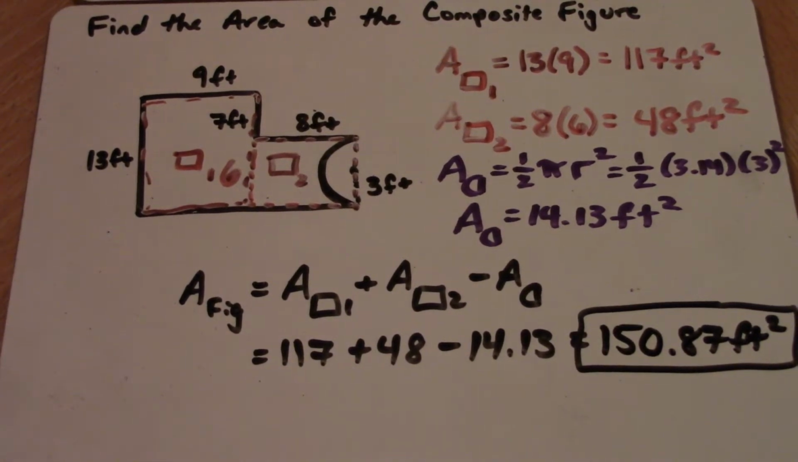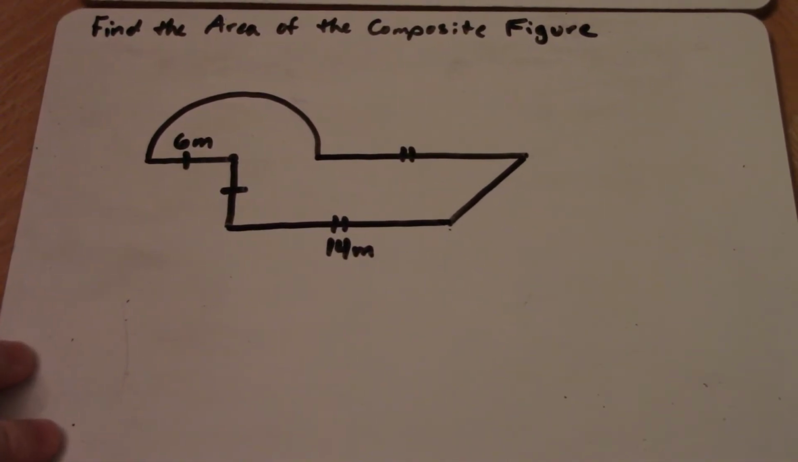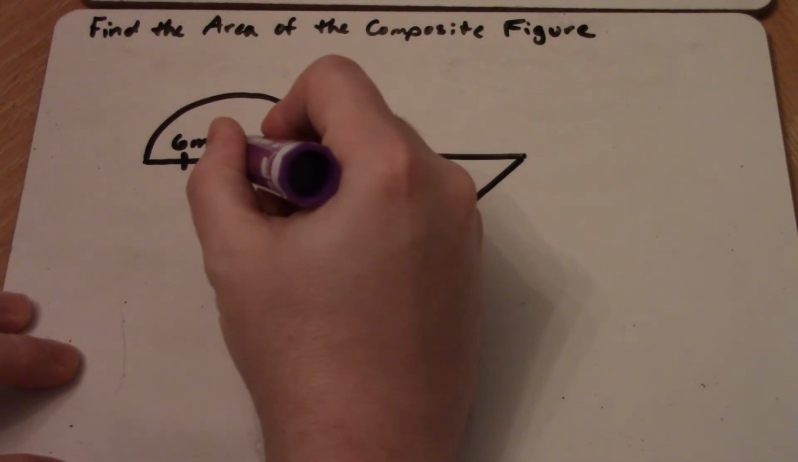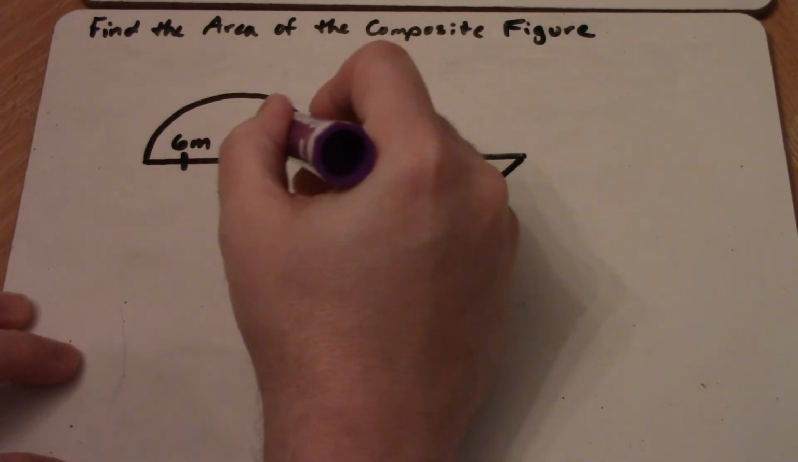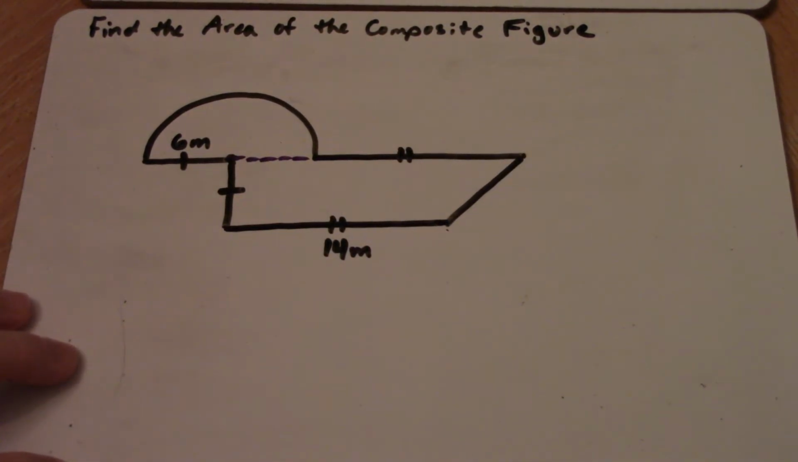Let's do one more. This one's a little bit trickier. Not a lot trickier. Again, what it boils down to is, can you find the shapes? So once again, we have ourselves a semicircle here on the upper portion, and down here we have a trapezoid. Now we don't have as many numbers this time, but we do have markings.